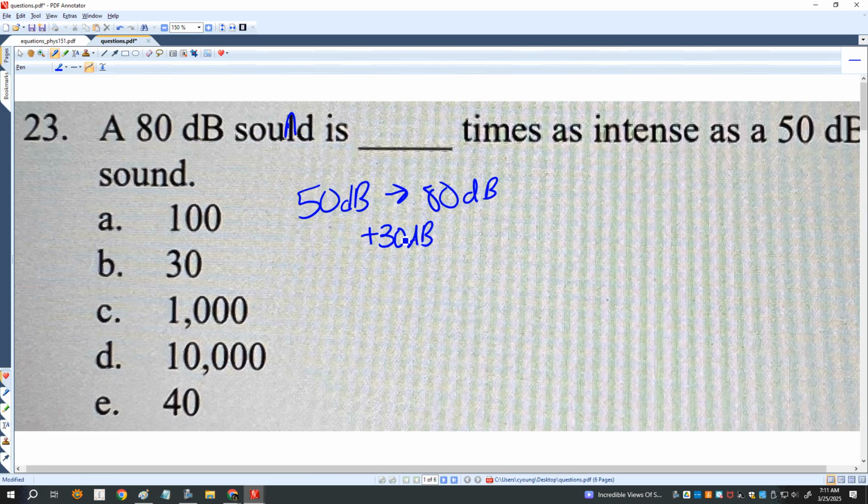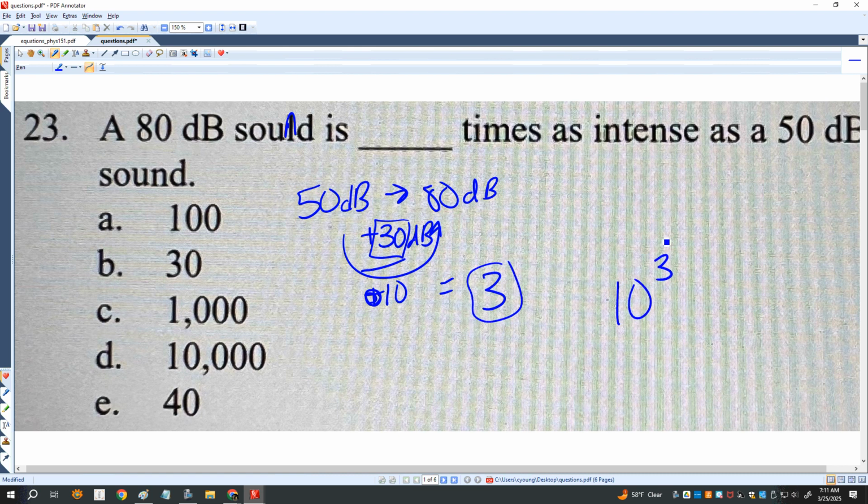So I take this value. How much does it take to increase up to the new decibel level? And I divide by 10, and that equals 3. And then my answer is going to be 10 to this number, 10 to the third. And 10 to the third is 1,000 times as intense. I'll only give you multiples of 10 for that, so it becomes a lot easier.